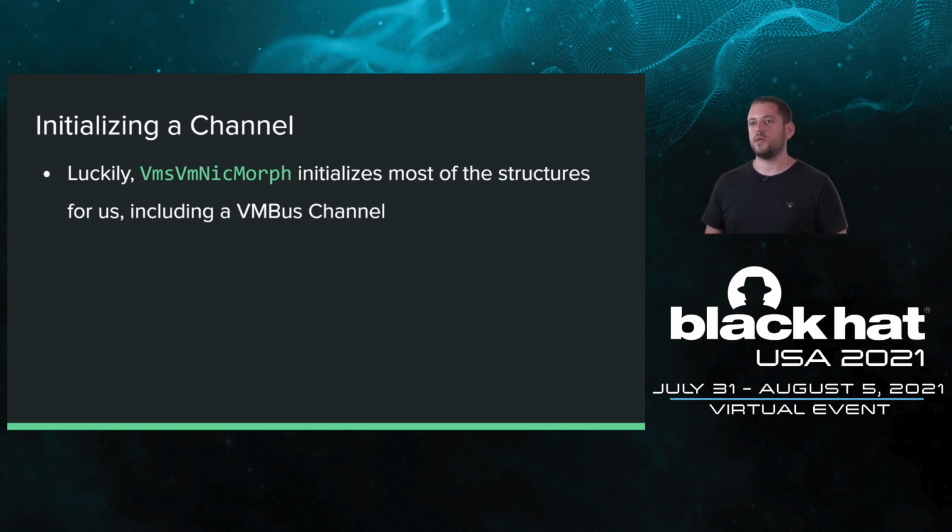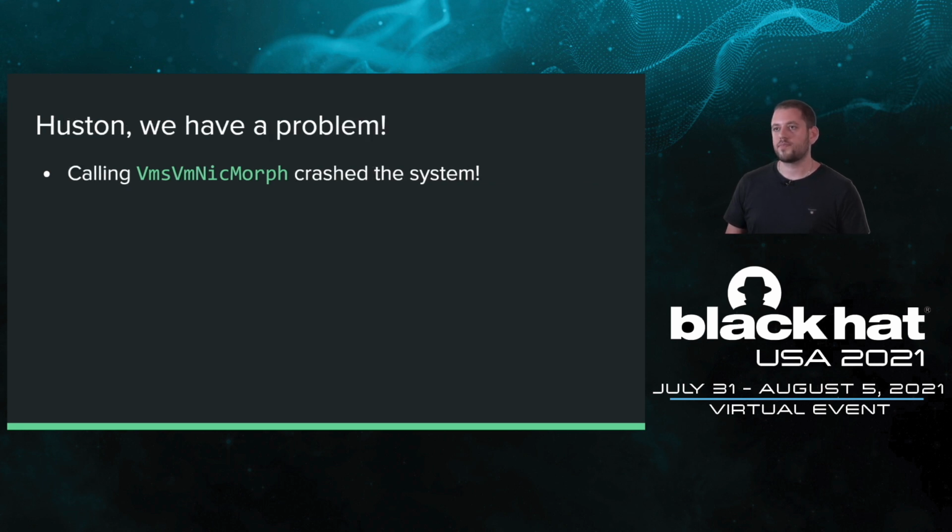And at a certain point, we discovered the VmsVmNicMore function within vmswitch, which is responsible for initializing a lot of the undocumented structures we filled manually and also initializing a VMBus channel. So we tried to call it, and it crashed our system. We analyzed the root cause of the crash, and we discovered that it tries to call a lot of VMBus-related functions. And obviously, as I mentioned before, VMBus is not enabled as we don't have Hyper-V working. So obviously, the system eventually would crash.